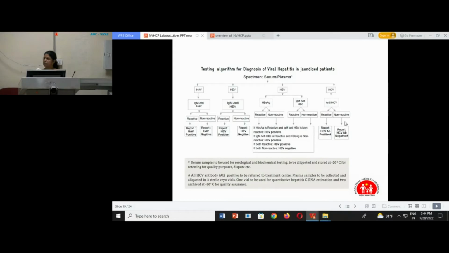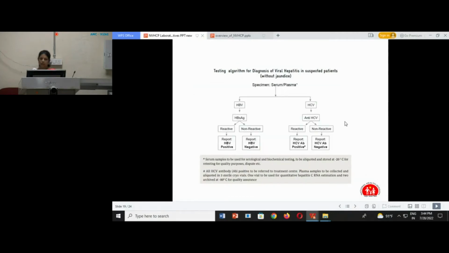Plasma samples are to be collected and aliquoted in 3 sterile cryo vials. One vial is used for qualitative purposes, that is, to detect the hepatitis C RNA, and the other 2 are archived. They are stored at minus 80 degrees for quality assurance.